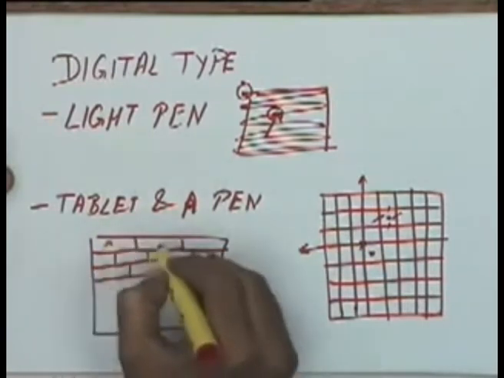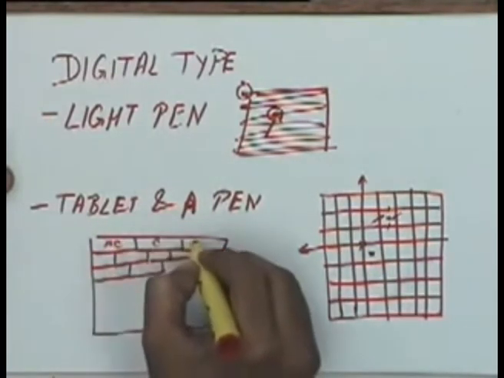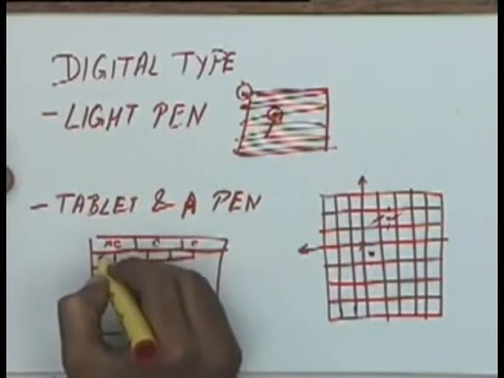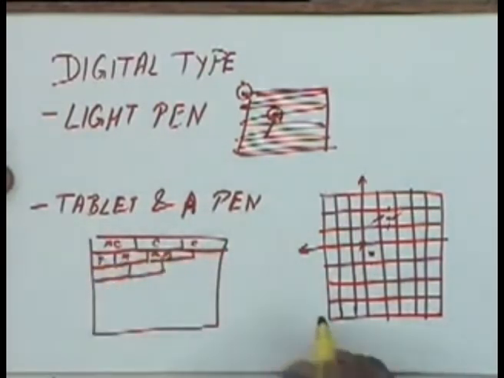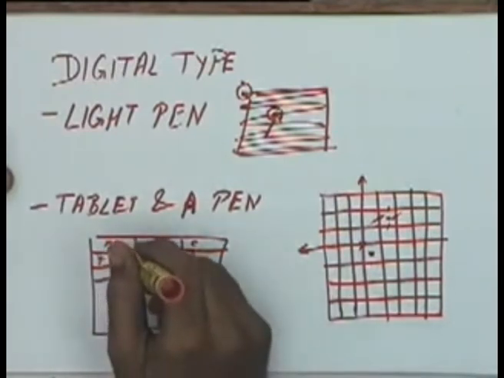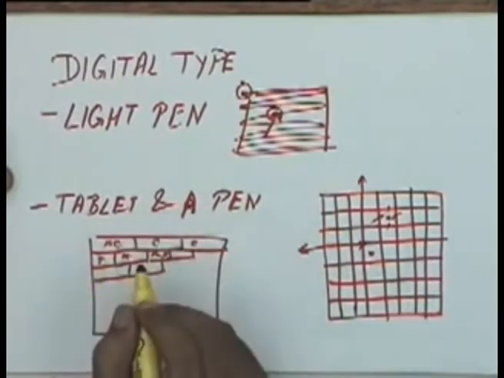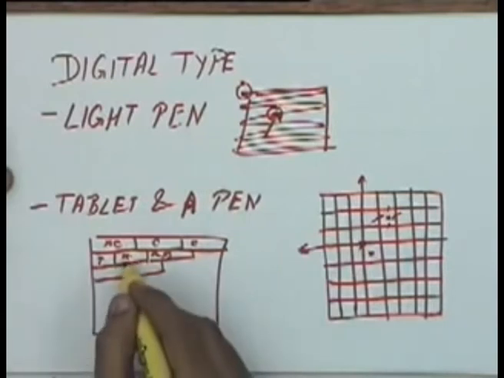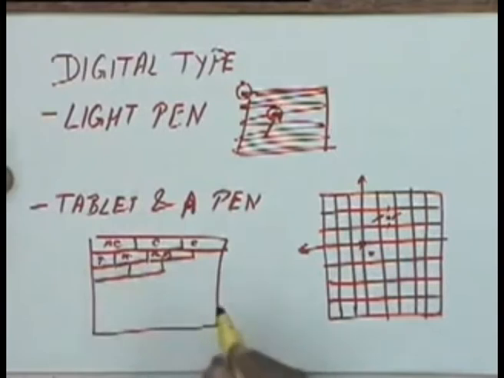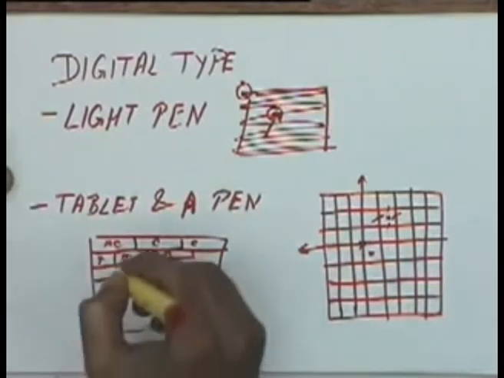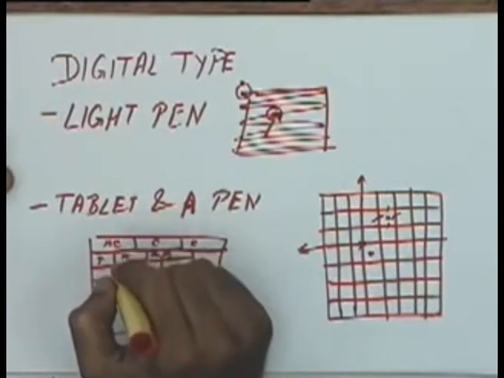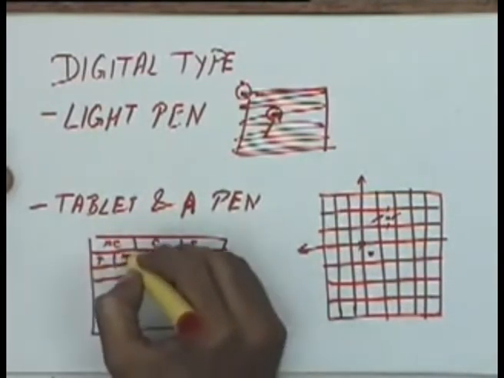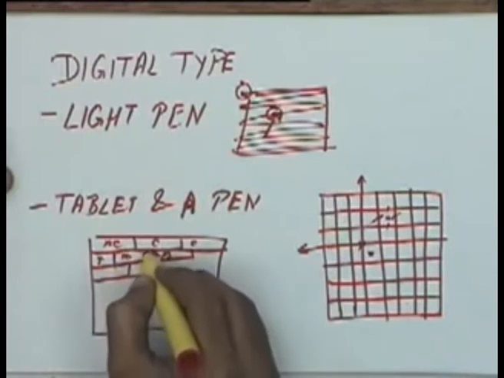Okay, so if I take my pen to any of these locations and click there, I can click that command, because my tablet is sensing the exact location on that grid, which means that if I click my pen on this, I am in effect giving this command.